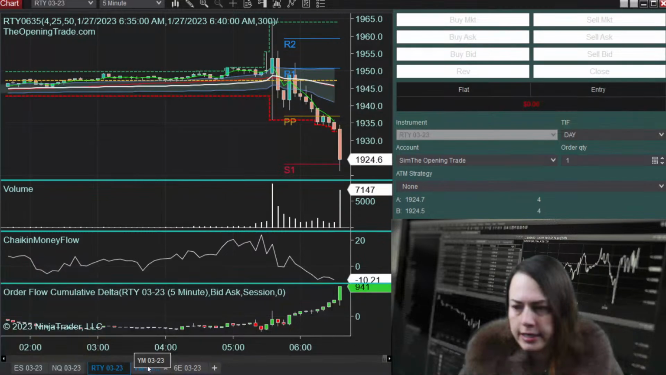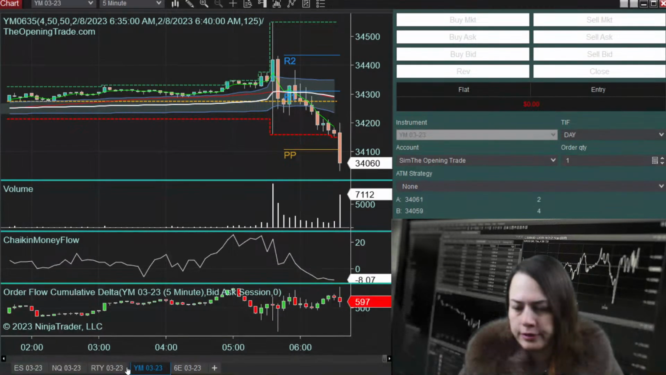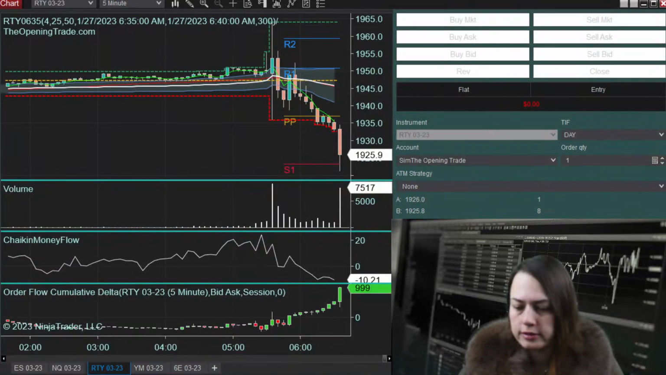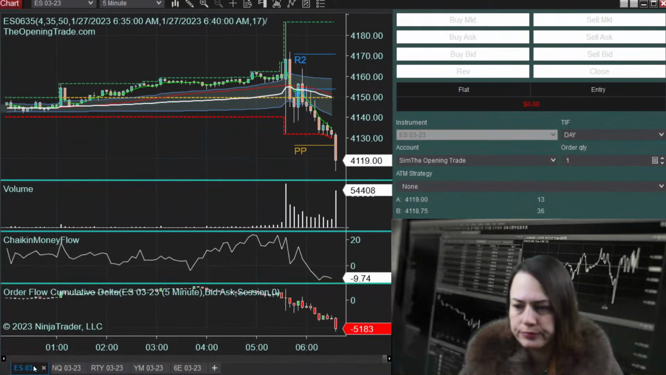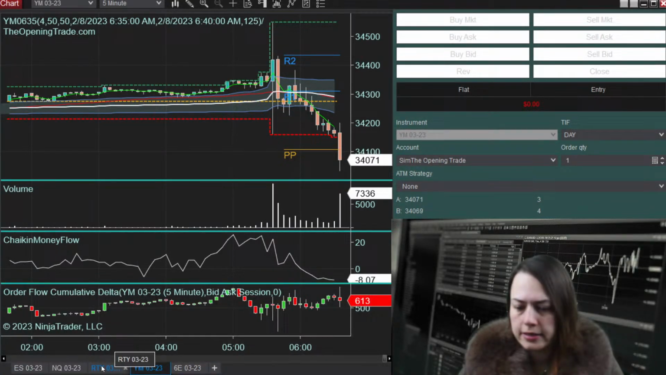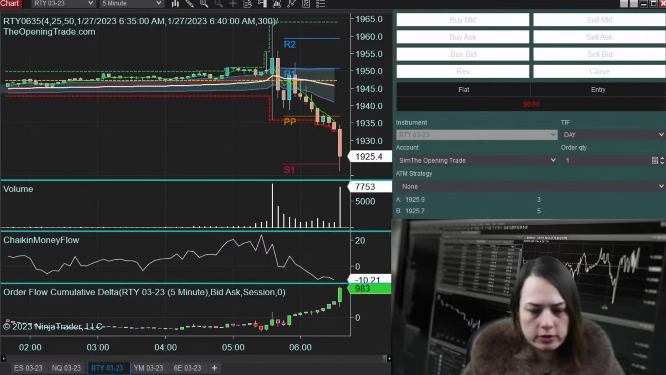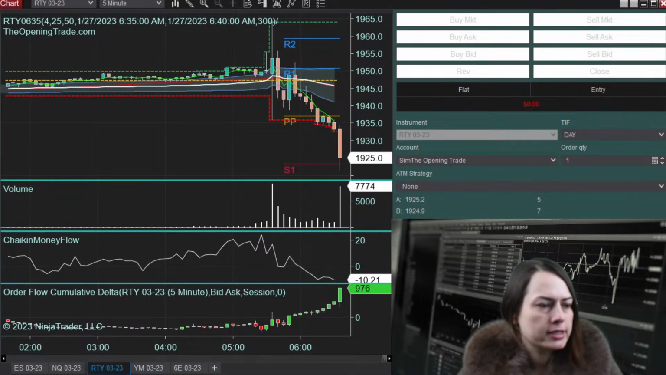I'm trying to decide which chart we want to be on. They all look similar, but I think today maybe we'll watch the Russell first. All right, so we have less than 2 minutes.